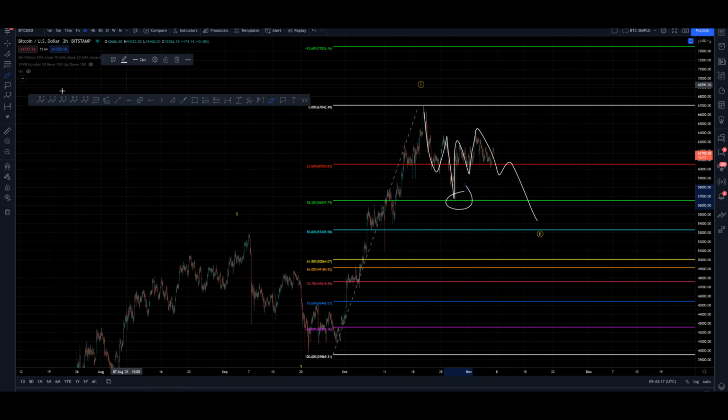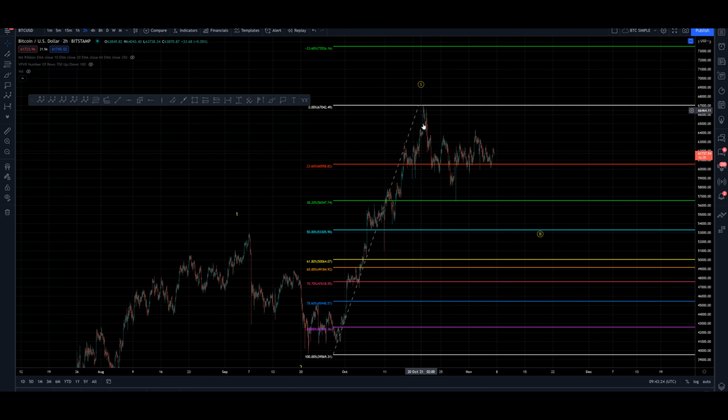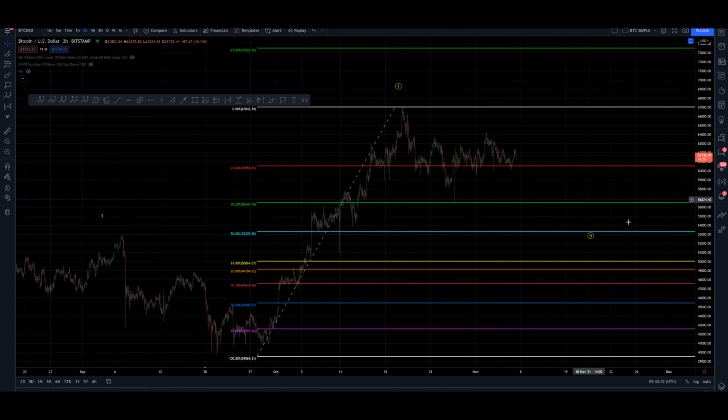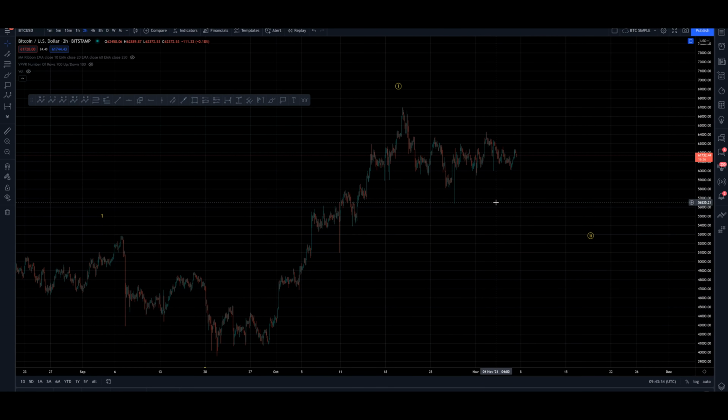I don't think we can call it an ABC. It doesn't look like 5 waves in an A to me at all. This looks like an independent zigzag of its own. 1, 2, 3, 4, 5 A. 1, 2, 3, 1, 2, 3, 4, 5 C. So I think that's probably what we're looking at.